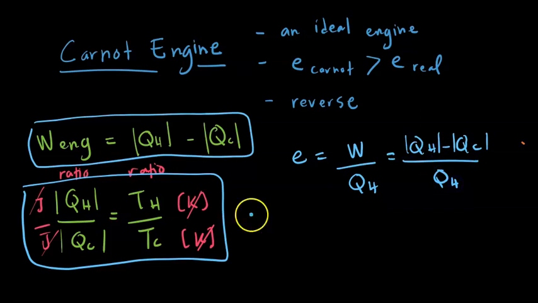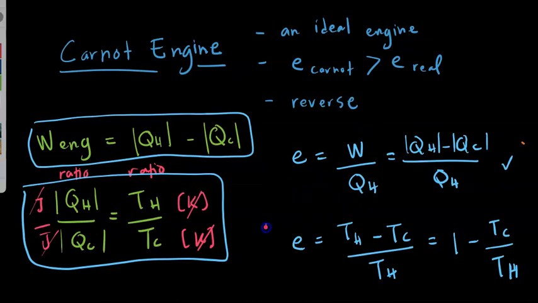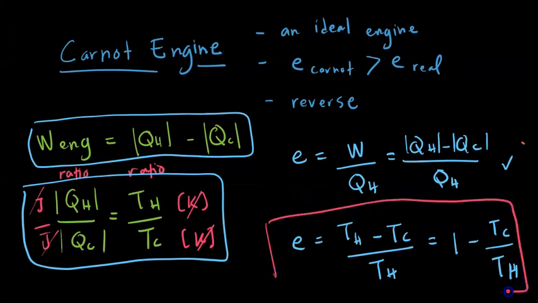And there's another equation for the Carnot engine. You can use this, it's correct. The efficiency can also be written as TH minus TC over TH. And because TH over TH is 1, it's equal to 1 minus TC over TH. So this equation is just for the Carnot engine.